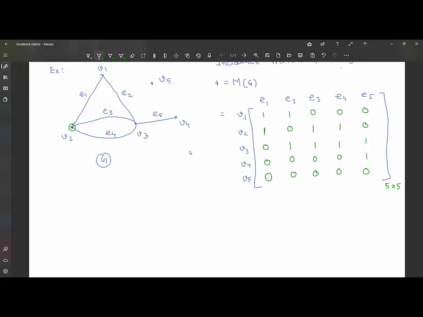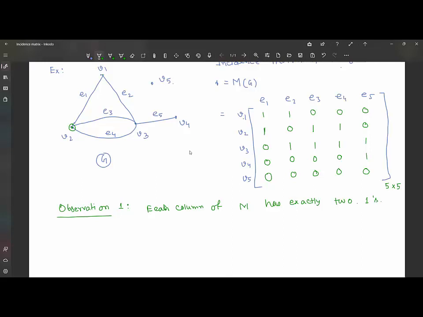This is the first observation. So we are writing the first observation. Observation one: each column of M has exactly two ones. Okay, take this as two ones.